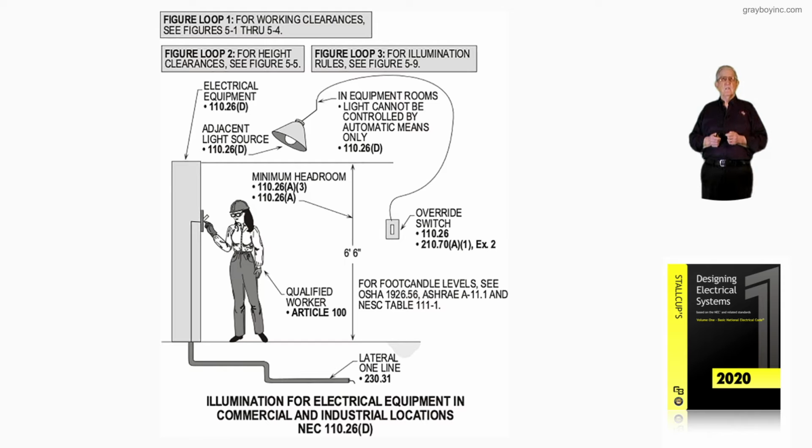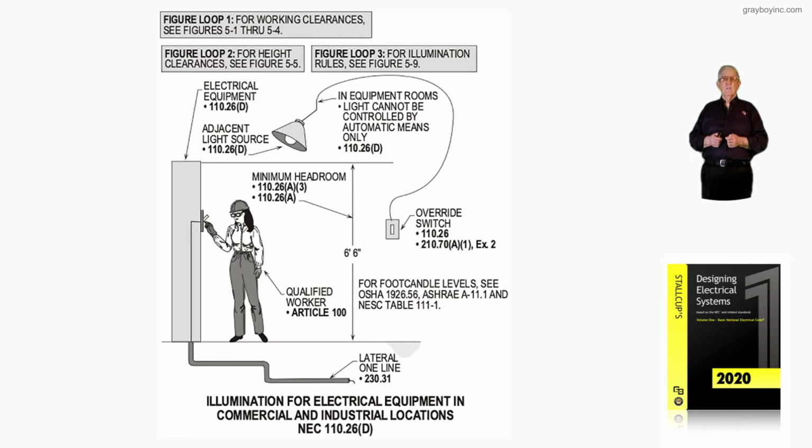We'd see figures 5-1 through 5-4 to get the clearances to work in and around that equipment with what is required in 110.26(A)(1), (A)(2), (A)(3), etc. Now, the figure loop 2 talks about the height clearances, which we'd see in figure 5-5, which is basically 6.5 foot walk-in headroom, or the height of the equipment, whichever is greater. And notice it's the height of the equipment that is greater in this case.